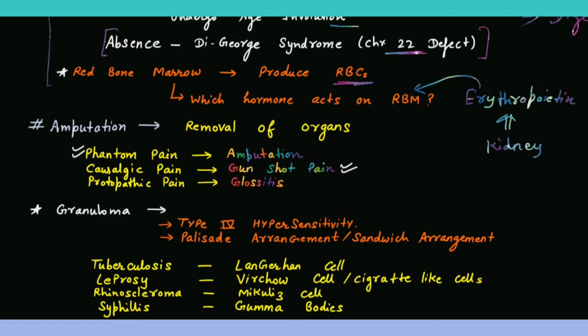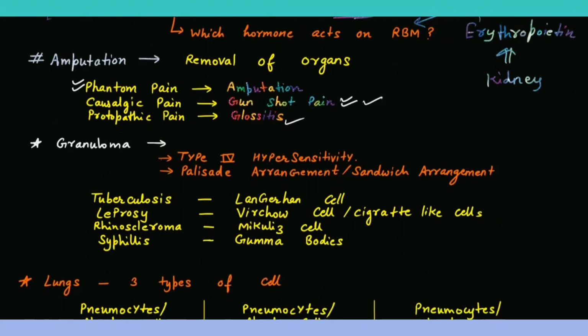So remember three pains here: phantom pain arises from amputation, causalgic pain arises from gunshot, and protopathic pain arises from things like glossitis, inflammation of something. So that is causalgic pain and protopathic pain.